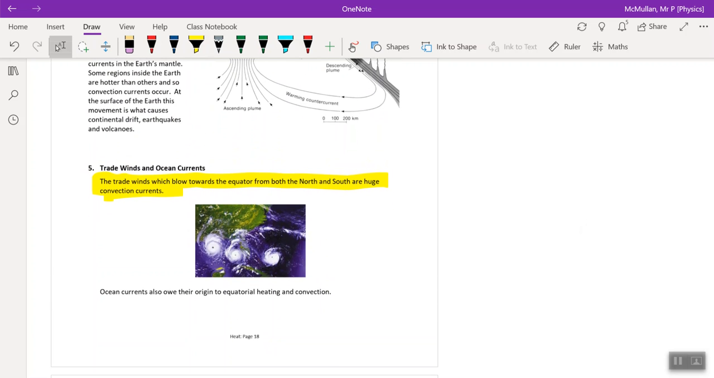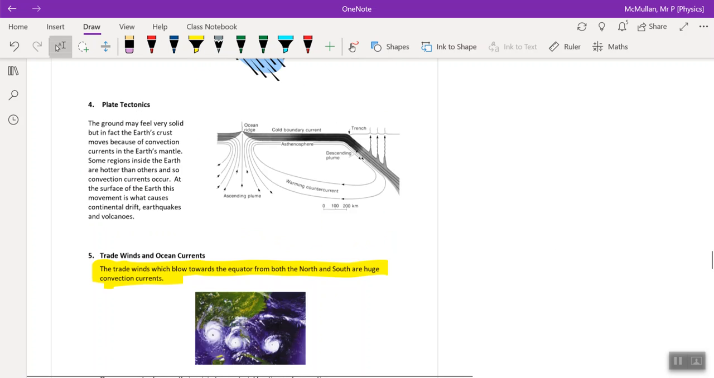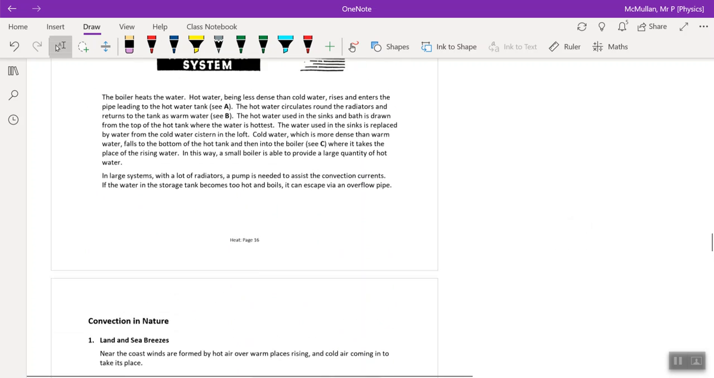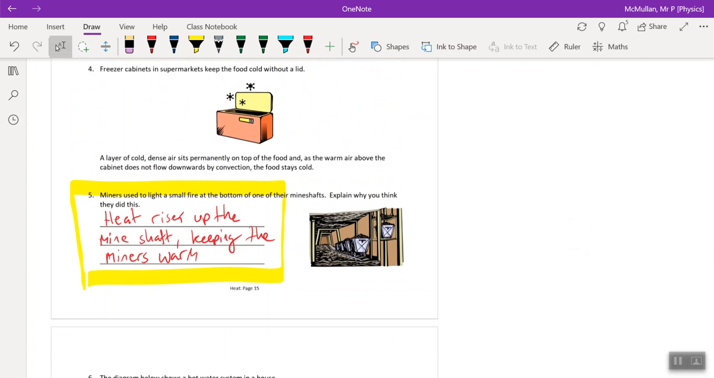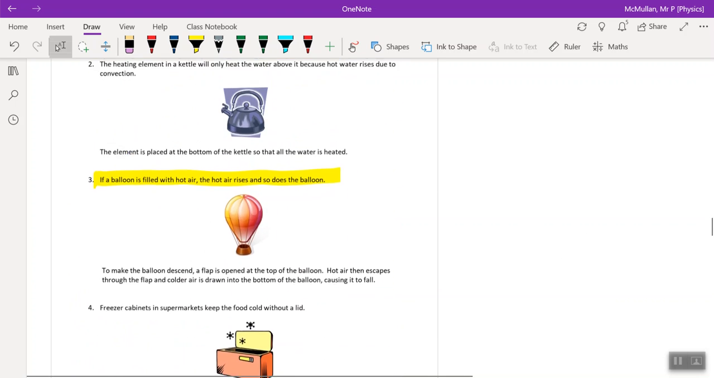I will post a few videos for the experiments we've looked at and a worksheet for you to try. In summary, convection is when liquids and gases are heated and are caused to move in a sort of current where they rise and fall as their temperature increases and decreases.